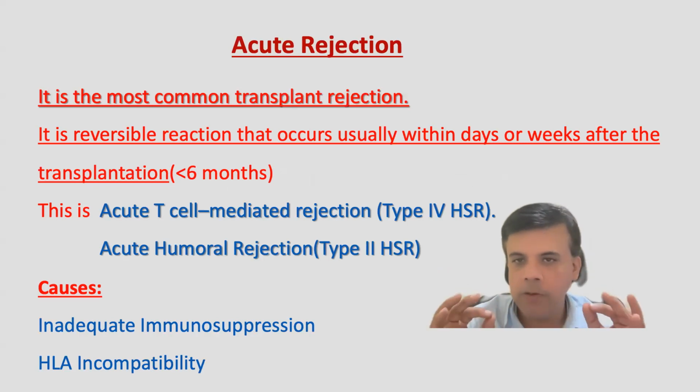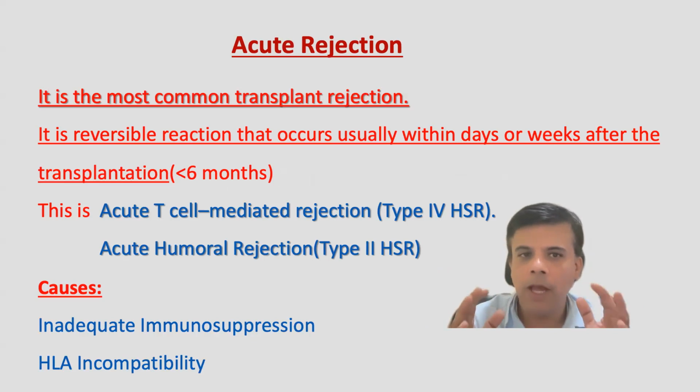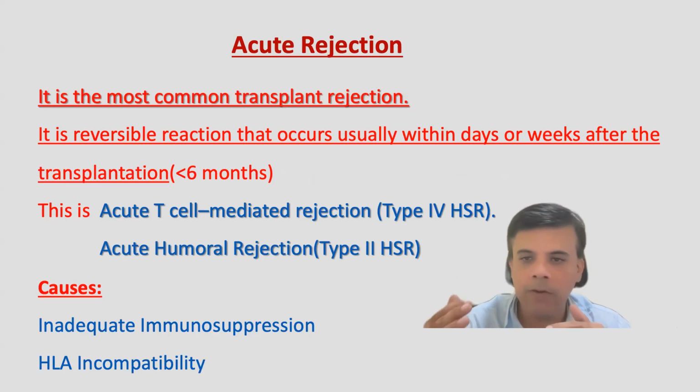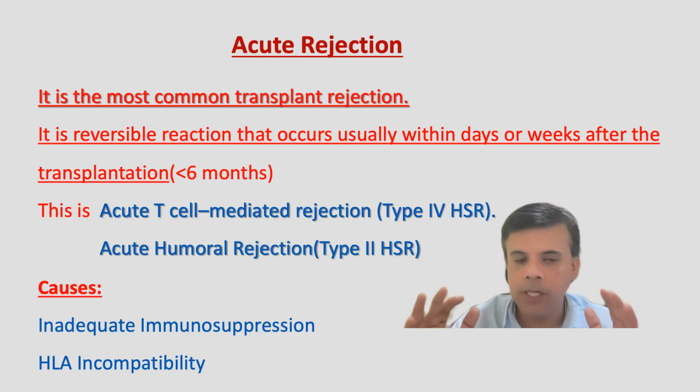And here, remember, by definition, it should occur within days to weeks and it should be less than 6 months. If it is beyond 6 months, then you will call it chronic rejection. So, important timeline: hyperacute less than 48 hours, acute between 48 hours and 6 months, and chronic is more than 6 months. These you have to remember objectively.